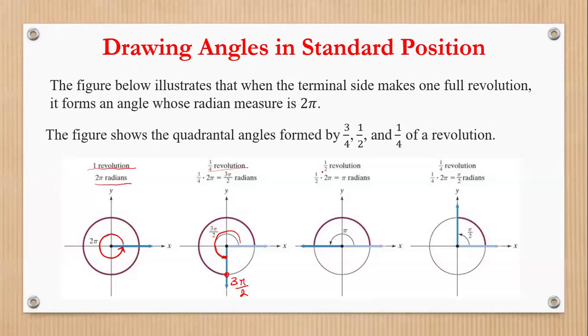If I have half a revolution, it is just this. And if I multiply 1/2 by 2 pi, which is a full revolution, I get pi. So that means this point is pi. And 1/4 revolution, which is this over here, if you multiply 1/4 by 2 pi, gives you pi over 2. So by having an angle in radians, you can see how many revolutions we have to graph or draw that angle in standard position.